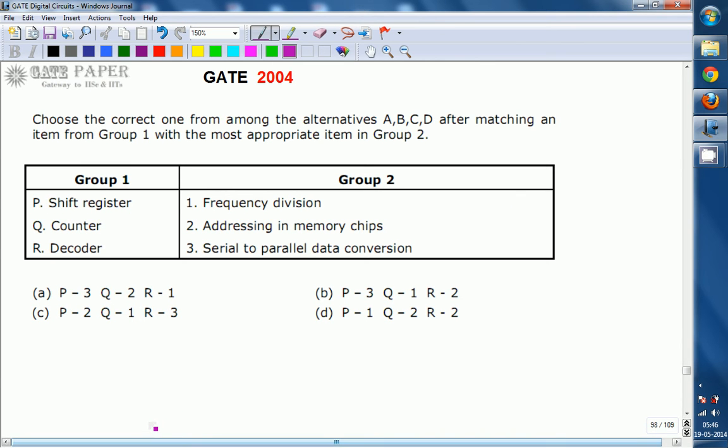The main application of decoder: decoder is used in addressing in memory chips.